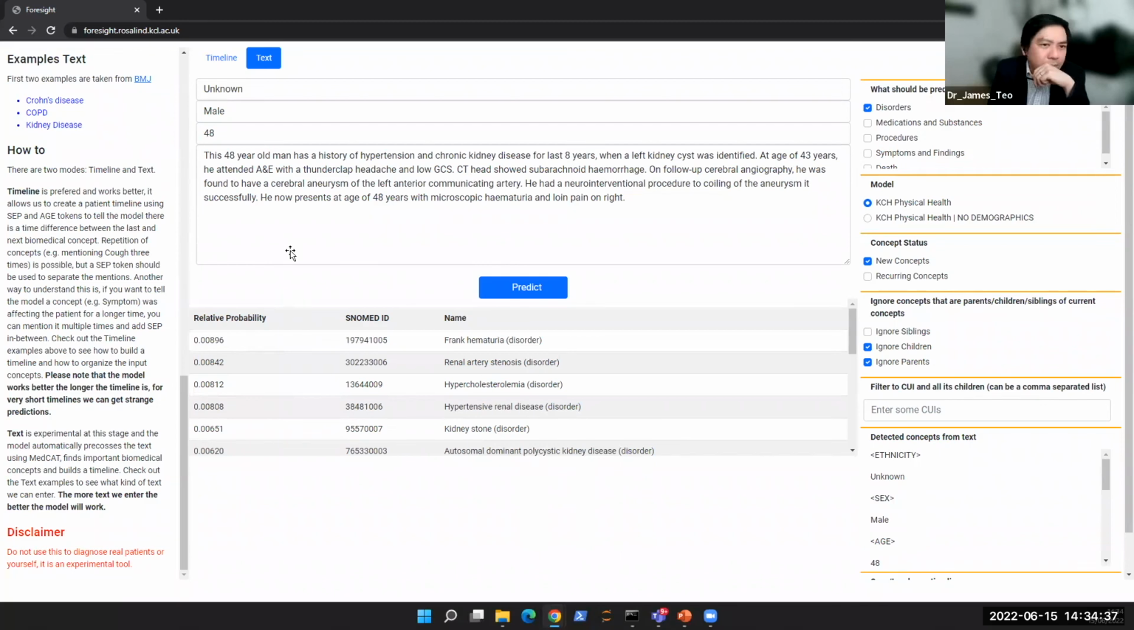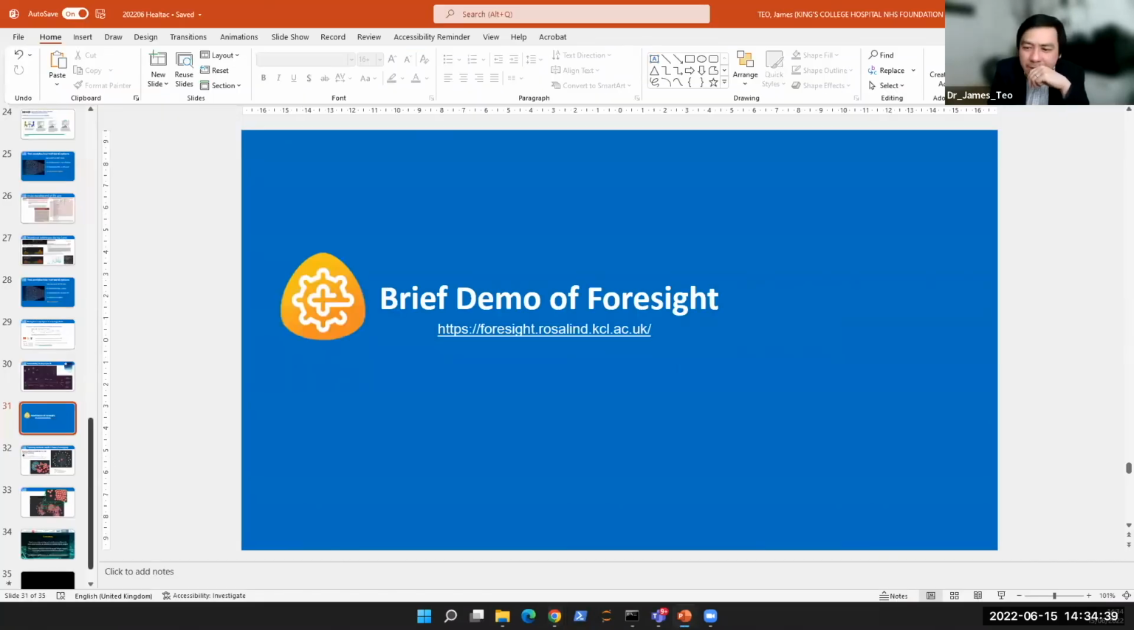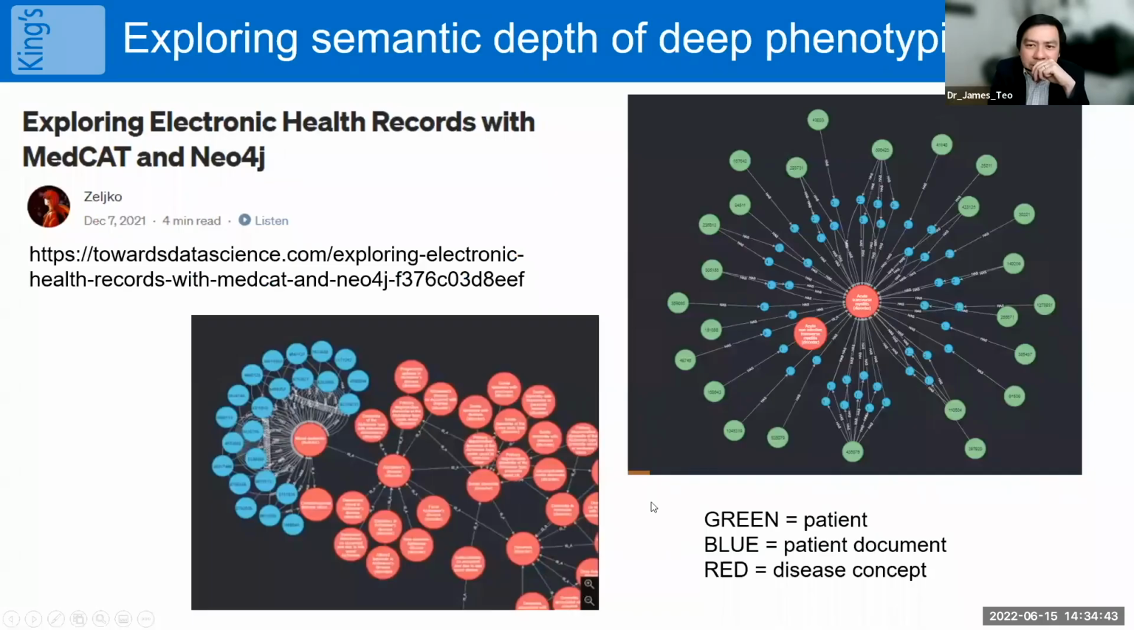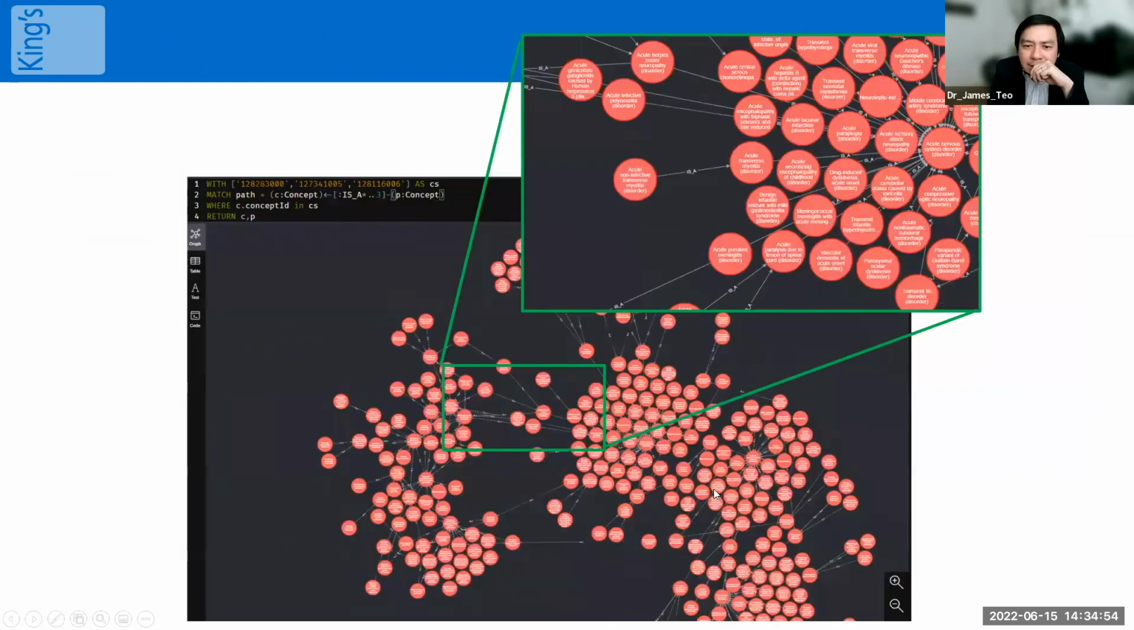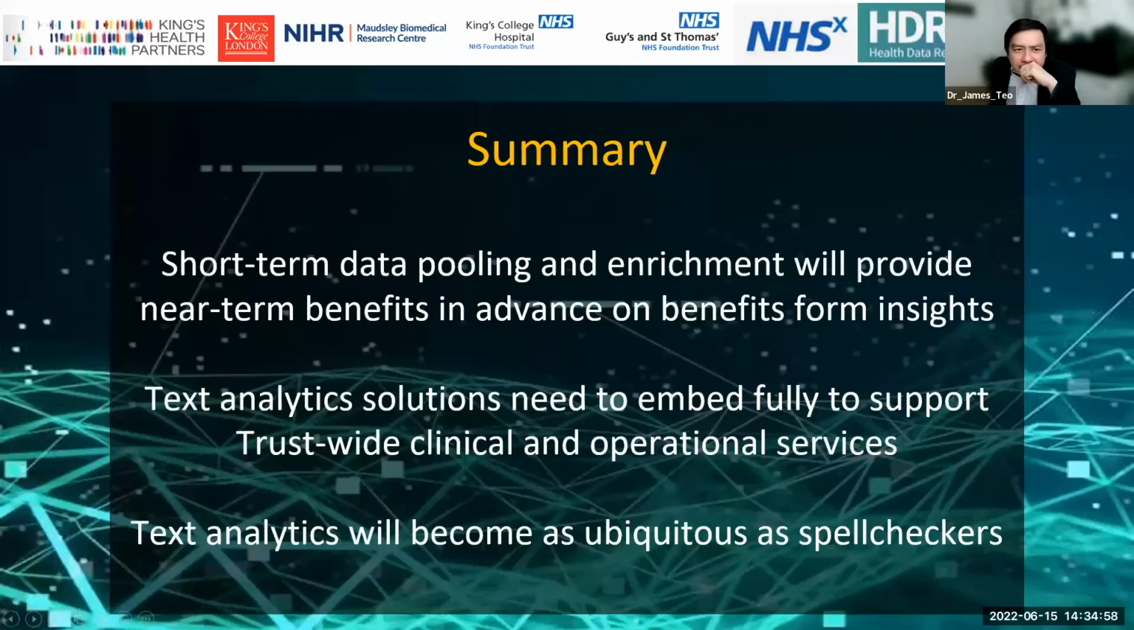Okay, so bringing it back to the main presentation, we have also been exploring putting these things in graph-based approaches in Neo4j, where concepts are attached to documents and to patients. And again, all of this is derived from NLP annotated text. So in summary, in the short term, just pooling the data using unstructured approaches helps, and enrichment will provide longer term benefits.